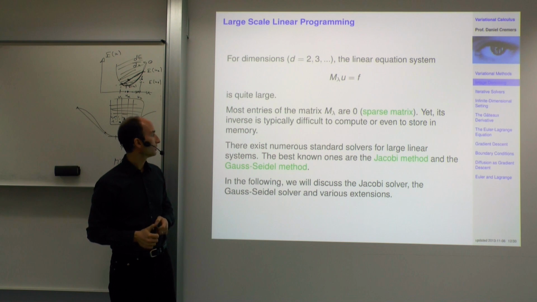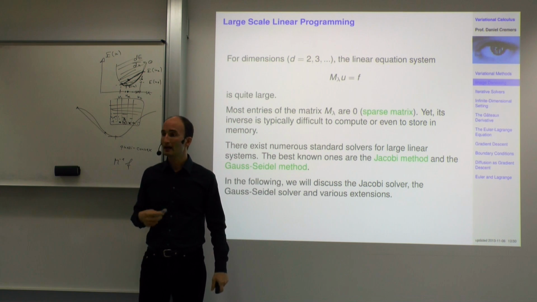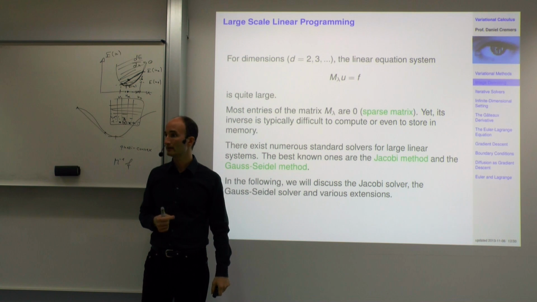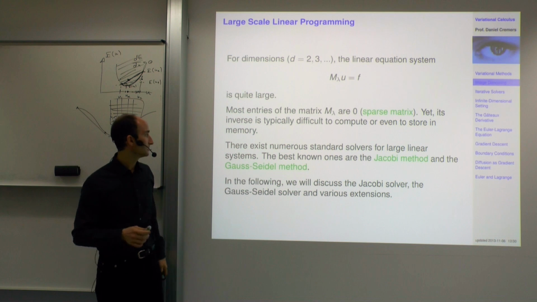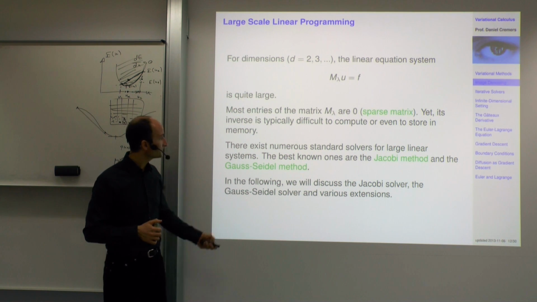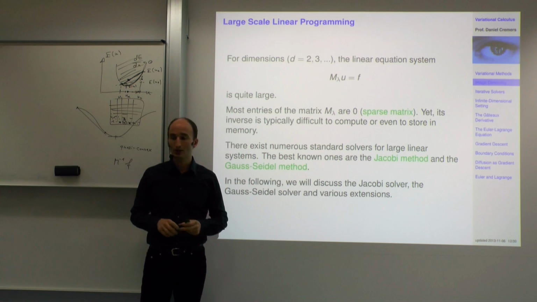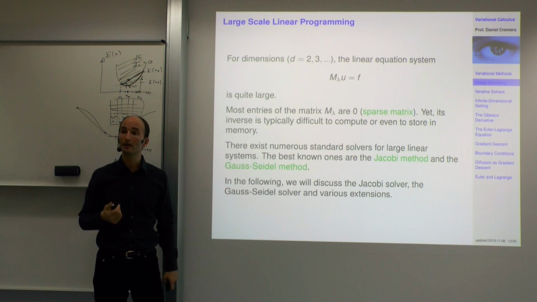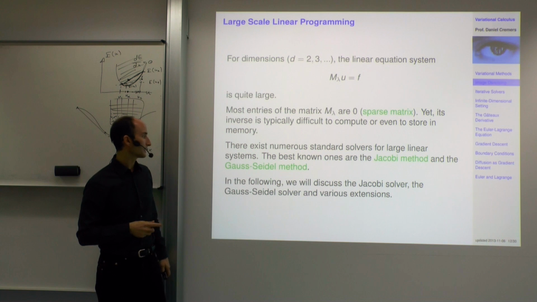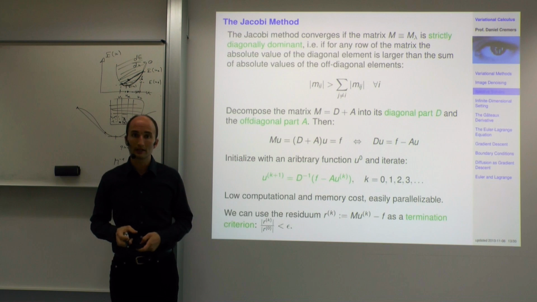But there are so-called iterative solvers, which basically solve this equation system by very simple iterative processing, just matrix vector multiplications essentially. And the two best known ones are the Jacobi method and the Gauss-Seidel method. I wanted to briefly review what they are about so that you've at least heard what the Jacobi solver is and what the Gauss-Seidel method is and what some of the extensions are. They're actually not very difficult.